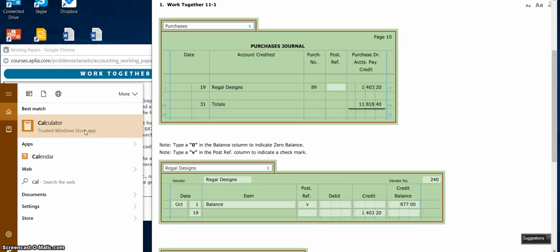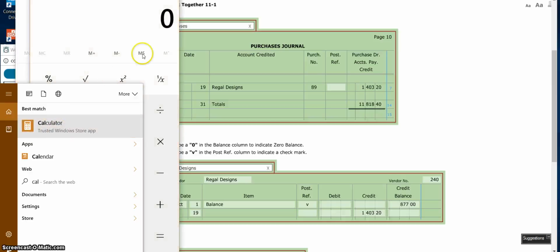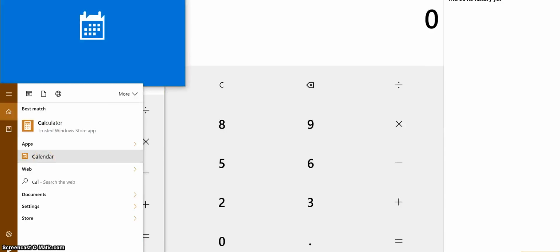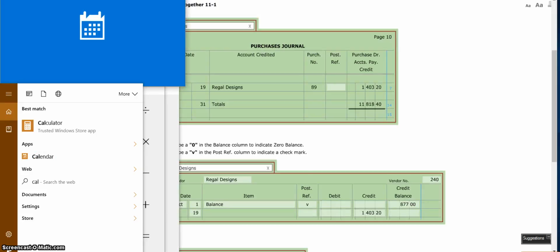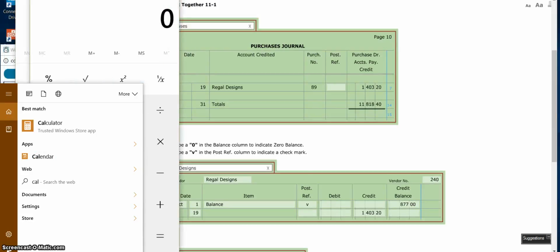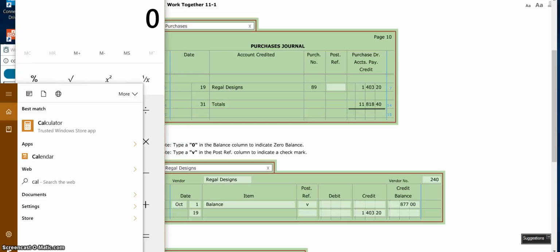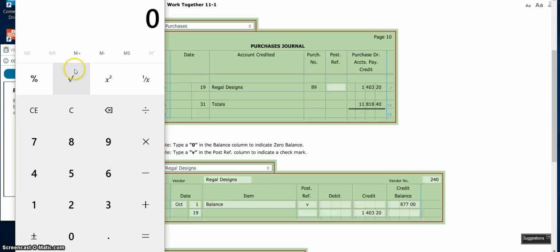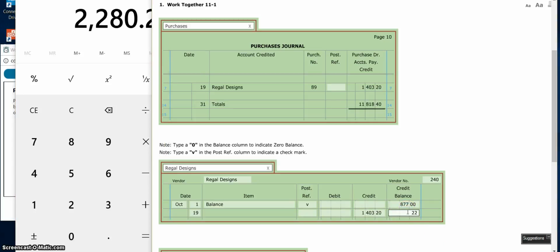Because they're the same, I'm going to add them together if my calculator will open. I got several of them open. Sorry about that. Okay. So we had 877 was our balance. Now we had a $1,403.20 credit. So we're going to add those two together, which should give us $2,280.20. I hope that's what you got.